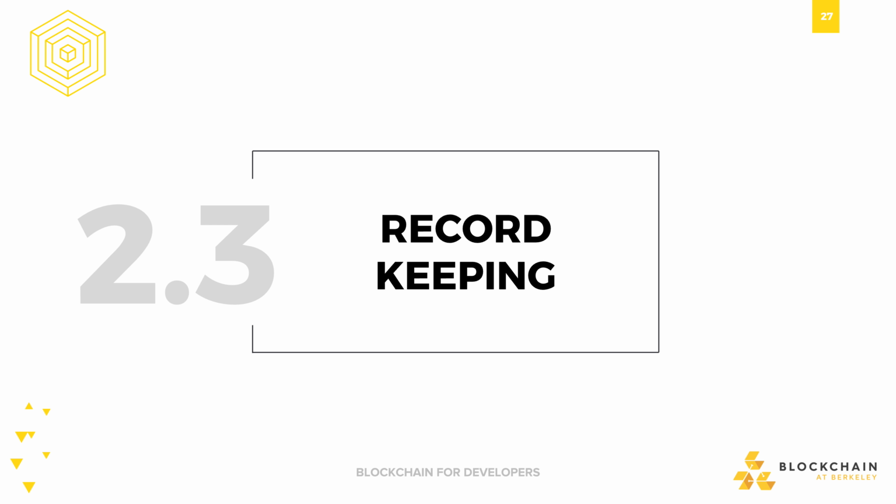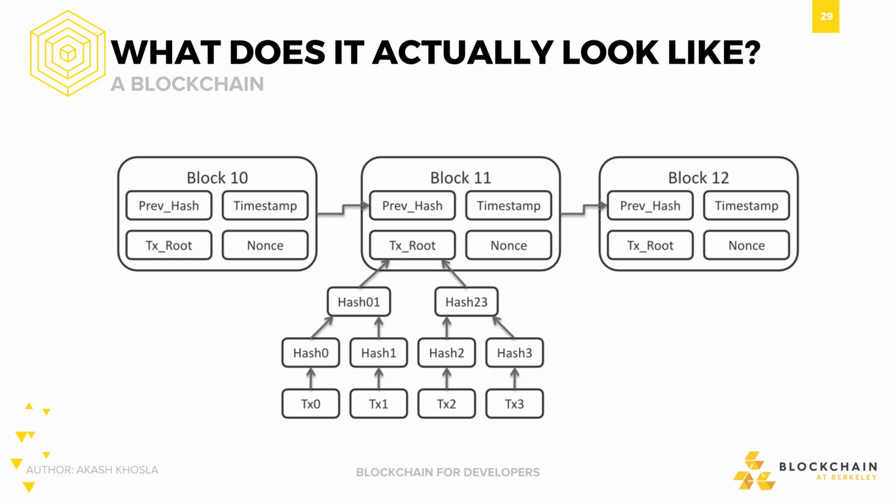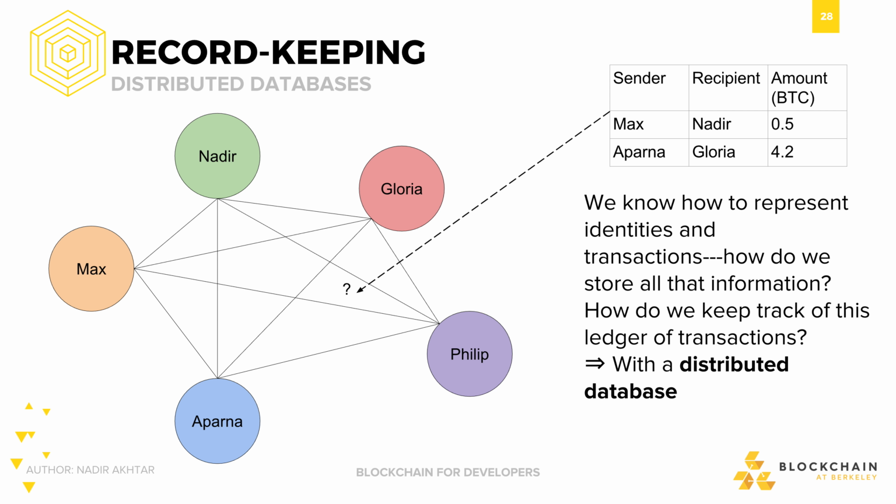So we have record keeping on the blockchain. How is that done? We do this using a distributed database, right? We have people storing money, so we have senders and recipients, and we have the amount that we're keeping track of each time a transaction happens, and we need to store it. So how do we keep track of all this? Basically, we use a blockchain, and that's a distributed database.